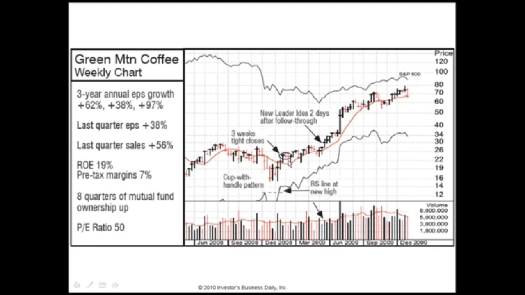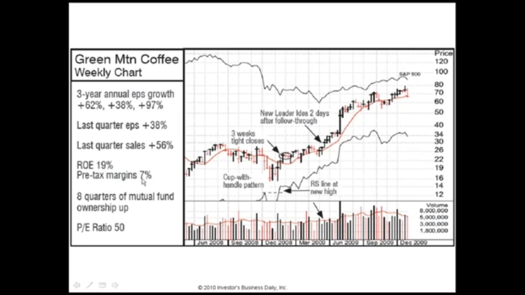We put it on actually 2 days after the follow-through, as the stock started breaking out of its cup with a handle. And of course it had all the fundamentals again. You had 62%, 38%, 97% on earnings. The last quarter was up 38%, sales up 56%, the return on equity 19%. We want to see a minimum of 17%, and what we're really looking for is 25 to 50%. It's another way to measure profitability of a company.